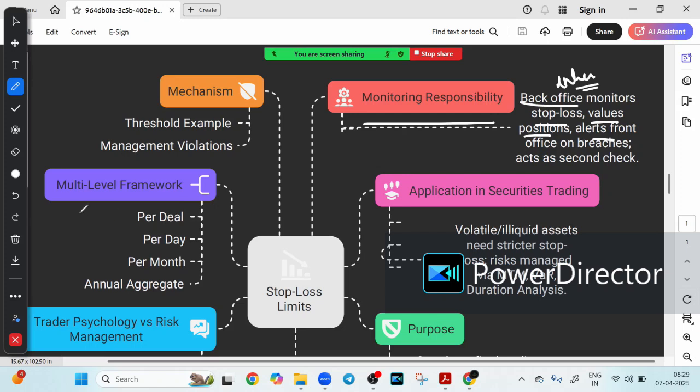Then we have something called a multi-level framework, which means stop loss is not just a one-time rule, rather it is structured at multiple levels: per deal, per day, per month, and even an annual aggregate. This ensures that risks are controlled at every step, at the micro level as well as the macro level. I hope every aspect has been taken care of in this particular slide.